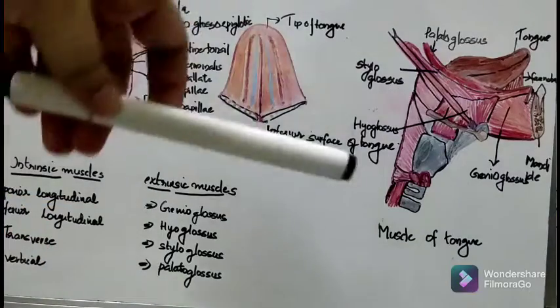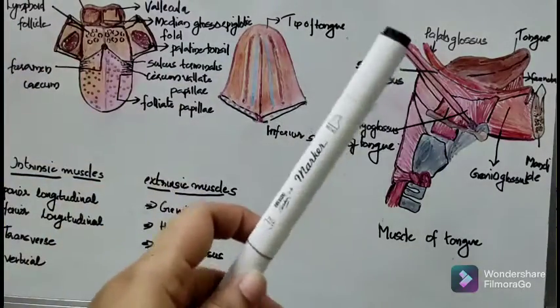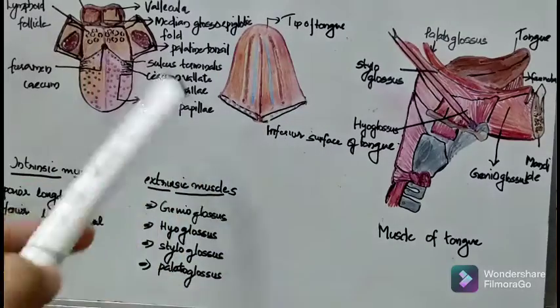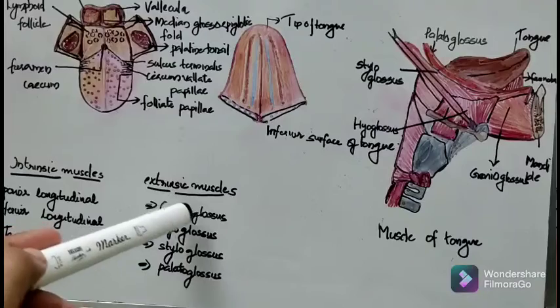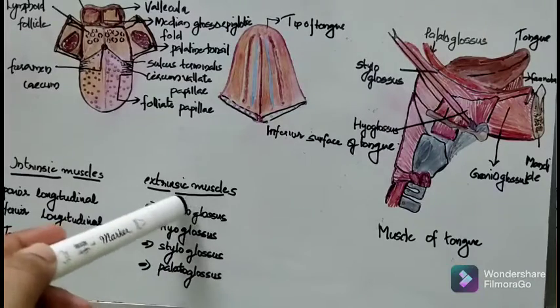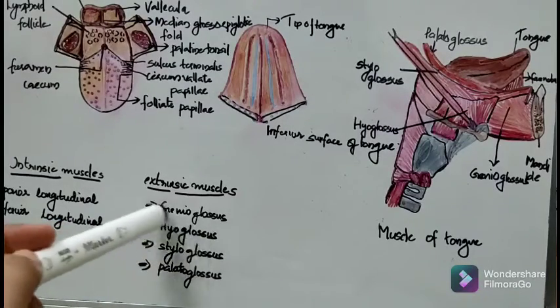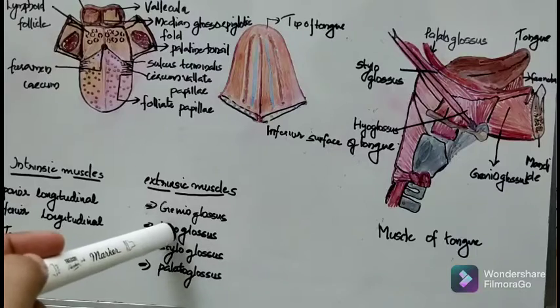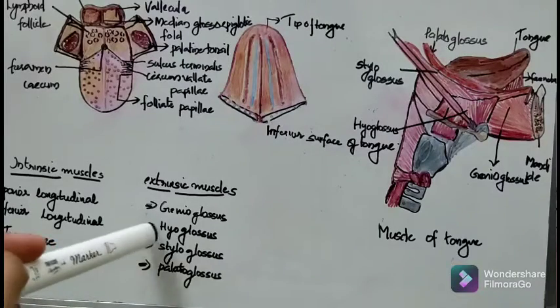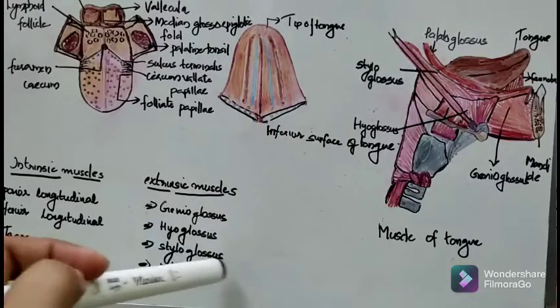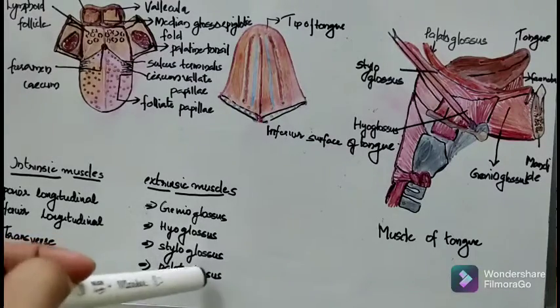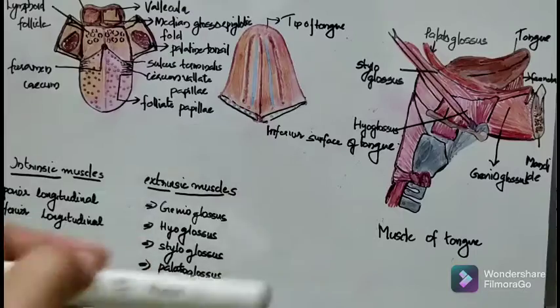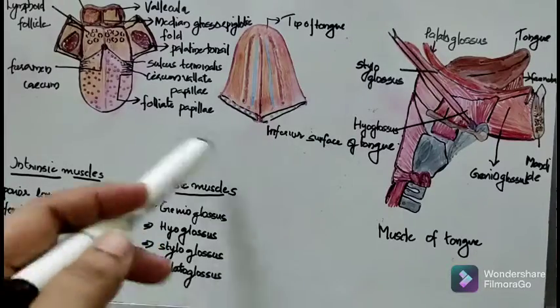And I have given a short idea regarding the origin and insertion. The origin of the extrinsic muscle genioglossus is from the mandible to the tongue. Hyoglossus, from the hyoid bone to the tongue. Styloglossus, from the styloid process to the tongue. Palatoglossus, from the soft palate to the tongue. I am not going into detail about these.